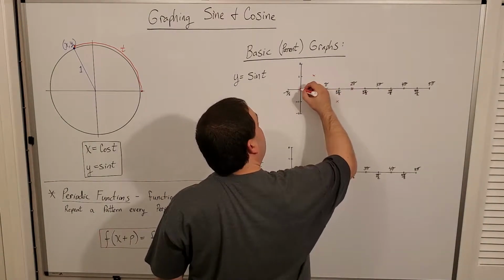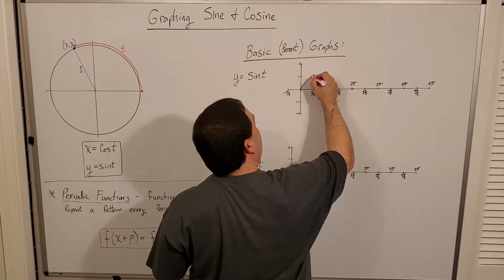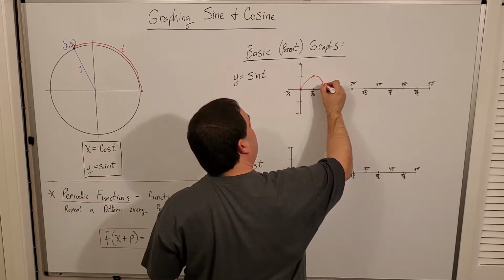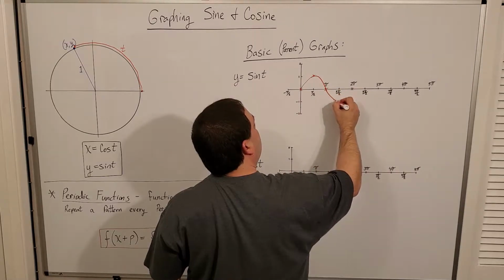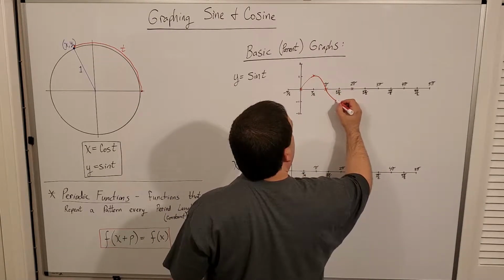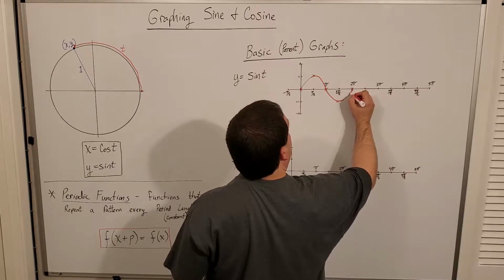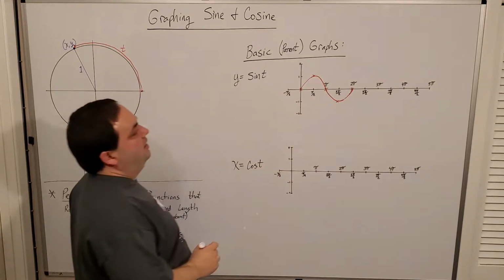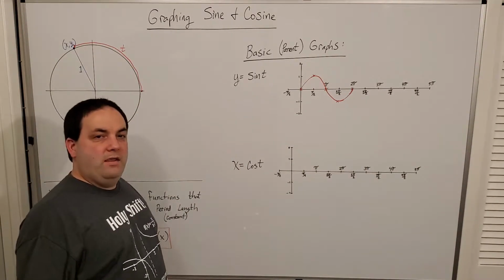What you get is a function that looks like this. It peaks out, sort of like a hill. Then it goes through the axis and bottoms out in a trough type of thing. And then it comes back up to the axis like that. And that's what we call a sine wave.